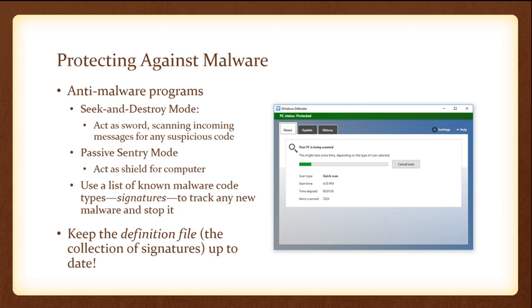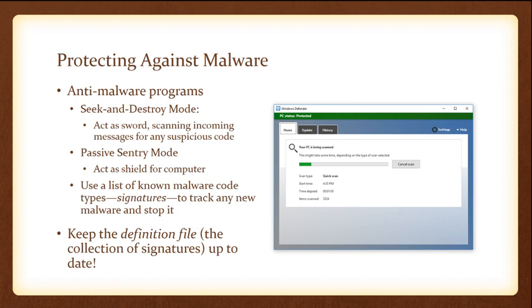It will scan incoming messages for any kind of suspicious code. And if it finds something, it's going to stop it from being implemented in your computer and harming your computer. You also have a passive sentry mode. This monitors the PC's activity, checking for viruses when certain events occur, such as programs being downloaded. It acts as a shield for your computer.